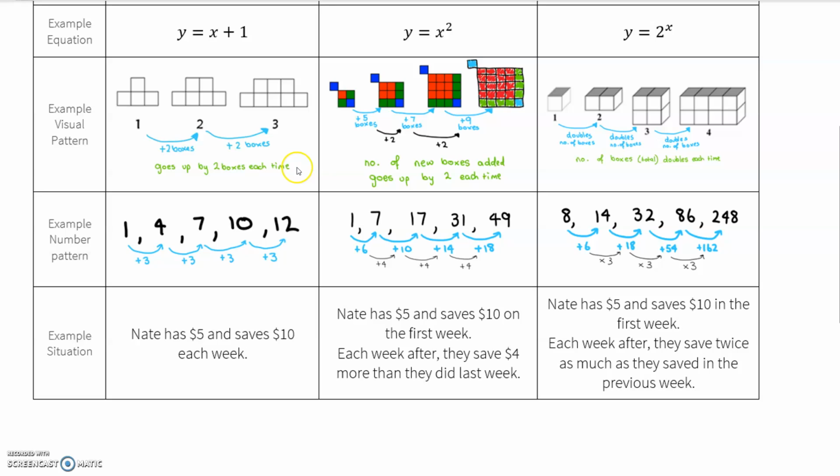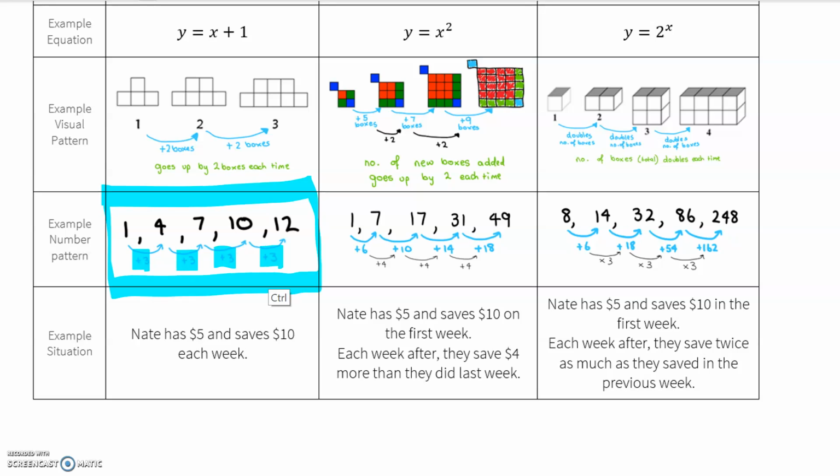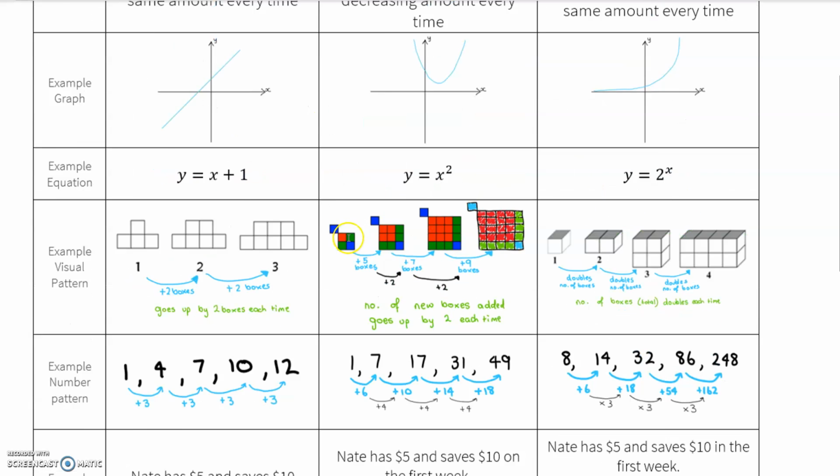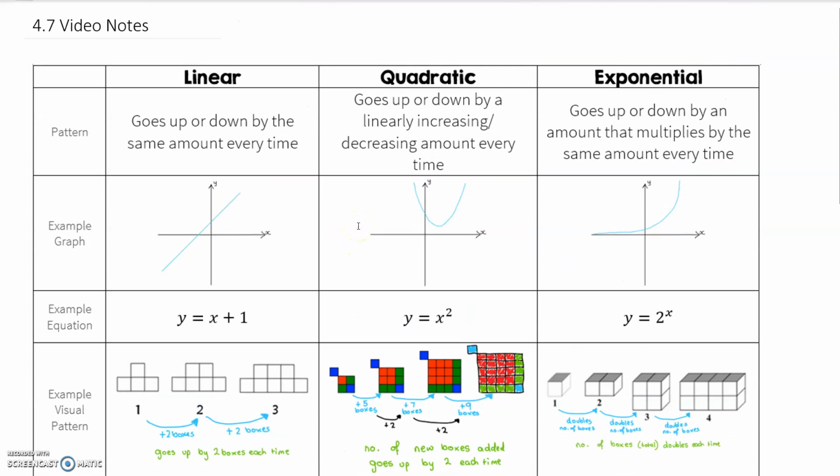And just as an example with a number pattern, again, you can see in this pattern here that the pattern is going up by 3 every single time. It's going up by the same amount each step of the pattern. And as an example for a worded situation, if Nate has $5 and he saves 10 each week, the pattern's going up by 10 each time. That's not changing. It's 10 every single week. So that's a linear equation. We've already looked at those.